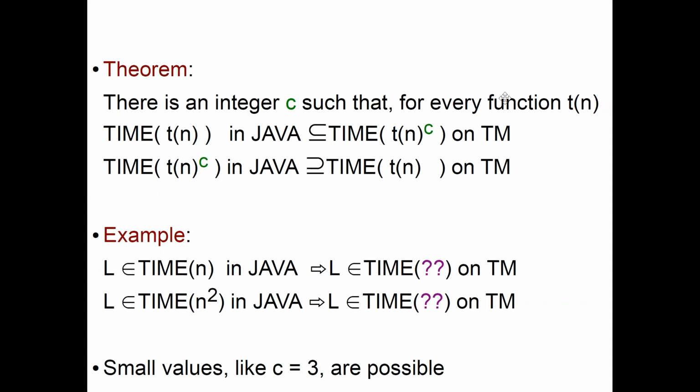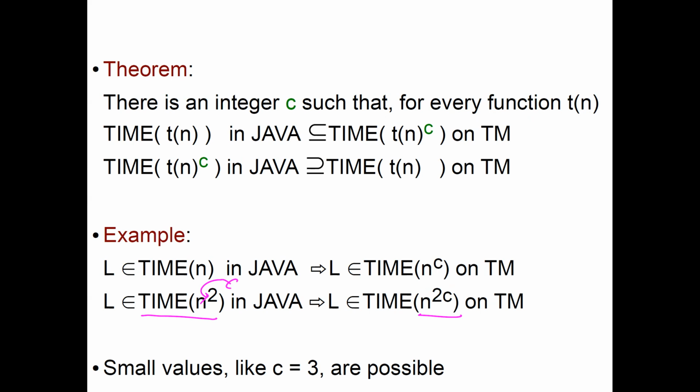So for example, if you have a computation with time n in Java, how long on Turing machines? It will be time n to the c. And if you have time n squared in Java, there will be time n to the 2c. Okay, so you place this constant c here, it goes in the exponent, you get time n to the 2c. And fairly small values of c are possible. We've shown c equals 3 suffices in most cases.